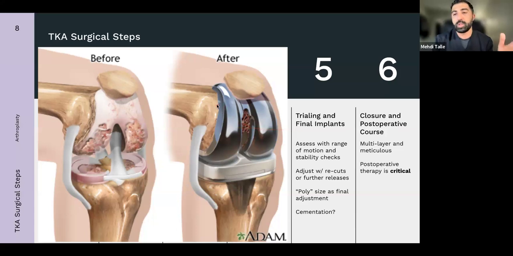And then ultimately, you'll close the tissue in a multi-layer fashion, starting with your hip capsule, then moving into the subcutaneous space, and then your skin afterwards.